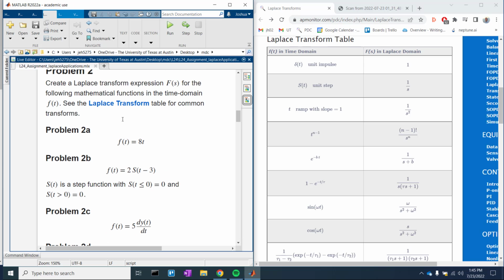Let's talk through these. First, we're going to convert these equations that are in the time domain to the Laplace domain. The first is going to be f of t equal to 8t. And so if we think about how that would look, it's going to be a ramp.